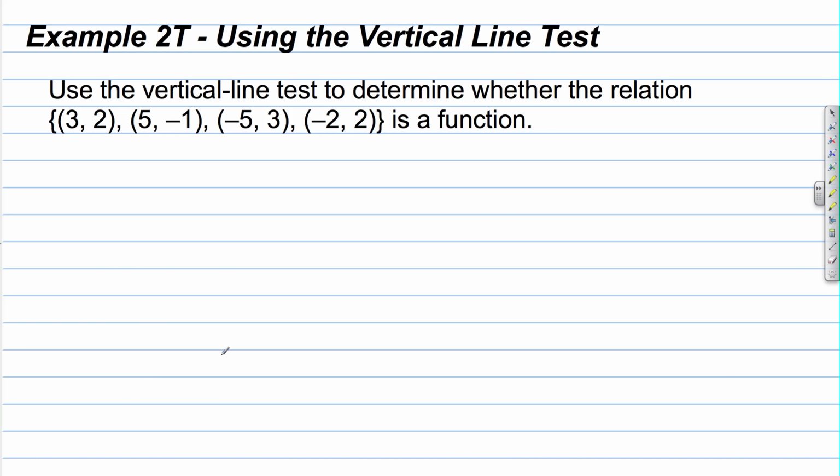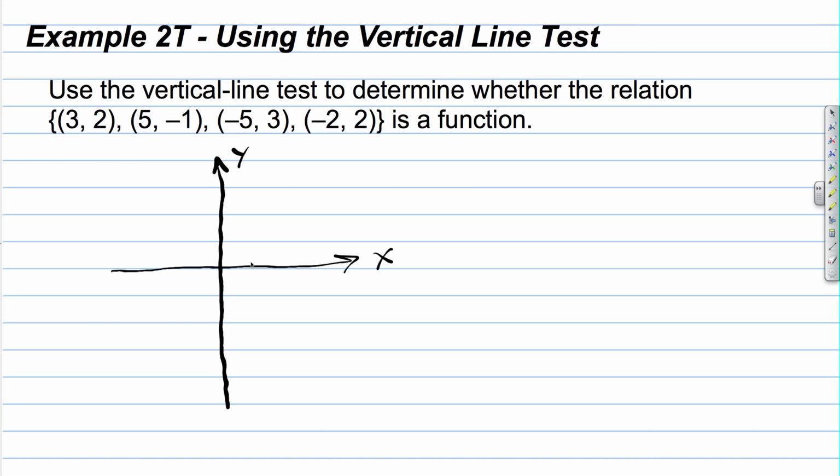Here, use the vertical line test to determine whether the relation (3, 2), (5, -1), (-5, 3), (-2, 2) is a function. So you can see I don't have any graph paper. A lot of students would say, oh, I didn't have any graph paper, so I couldn't do it. Well, you're going to see me do the best I can on here with my wireless slate. Draw an X and a Y axis.